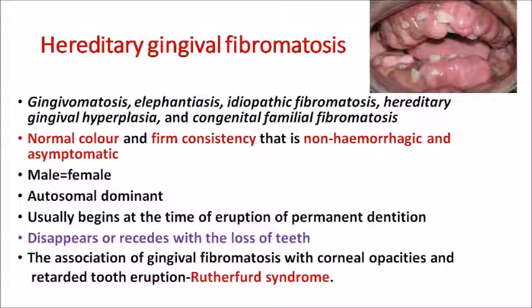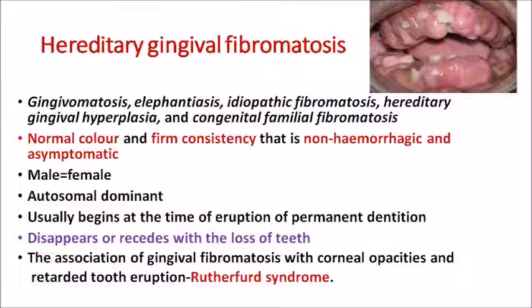Another important question: there is an association between gingival fibromatosis, corneal opacities, and retarded tooth eruption. The gingival fibromatosis is there. Because of this, there is retarded tooth eruption. Also, the patient shows corneal opacity. What is this condition? It is called Rutherford syndrome. So, Rutherford syndrome is gingival fibromatosis plus retarded tooth eruption plus corneal opacity.